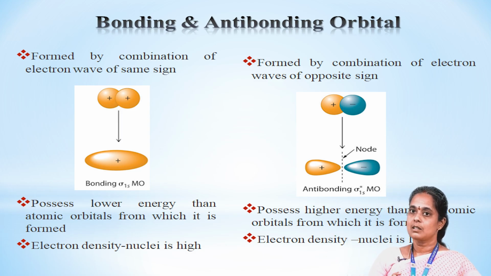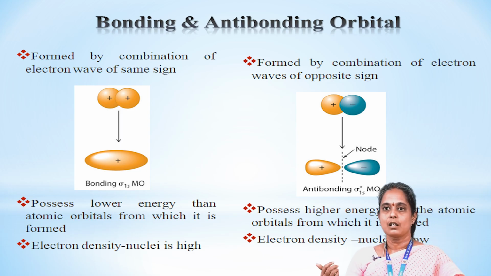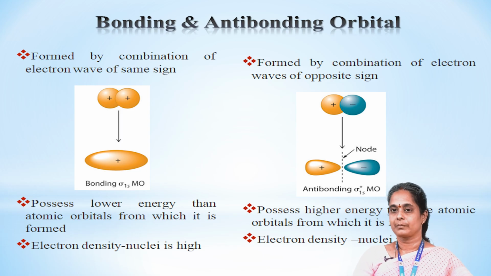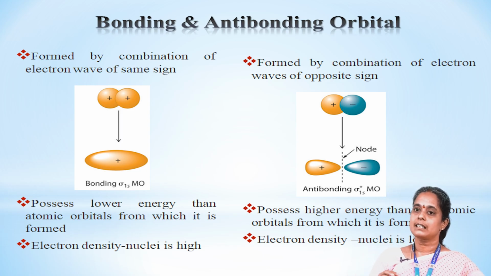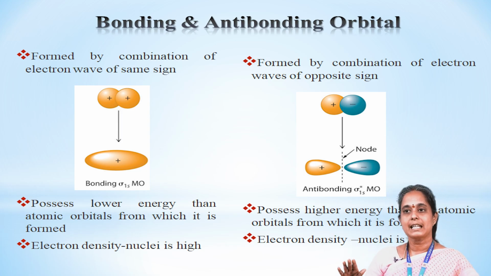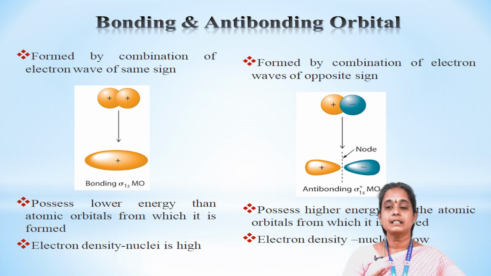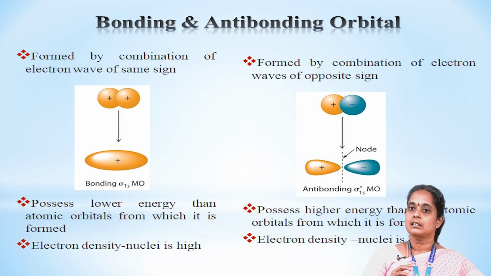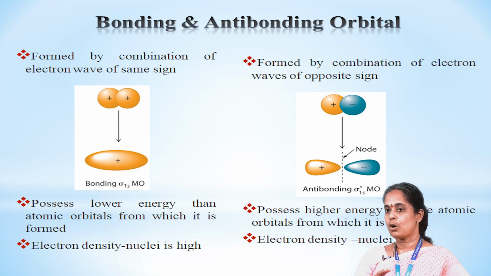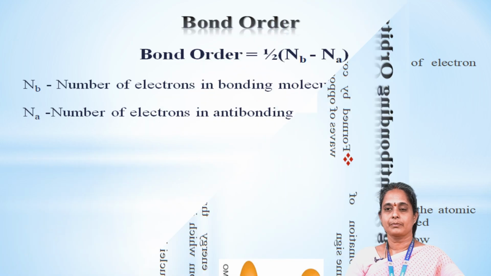Anti-bonding orbitals possess higher energy than the atomic orbital from which they are formed. The electron density in between the nuclei is low, so the repulsion between the nuclei is high. This explains the non-formation of a bond between the atoms.